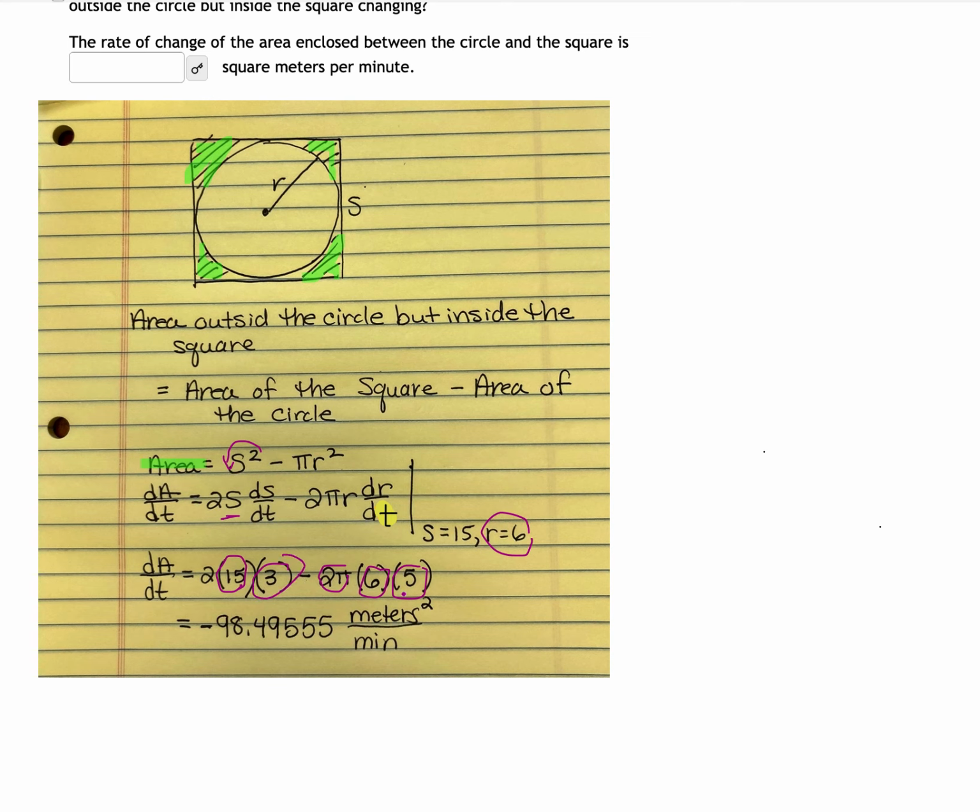And when I put that all in on the calculator and find that value, this is telling me that the rate at which the area is changing with respect to time is decreasing by 98.4955 meters squared per minute.